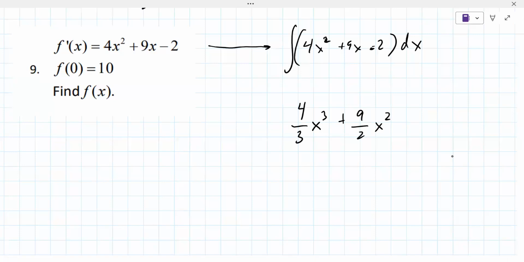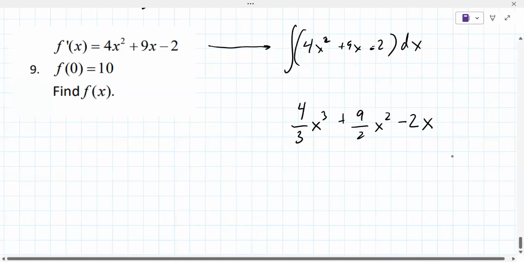And then is it negative 2x? Yeah, and then plus c. So this is your f of x now. So f prime means derivative. F of x in this case is what's called the antiderivative.